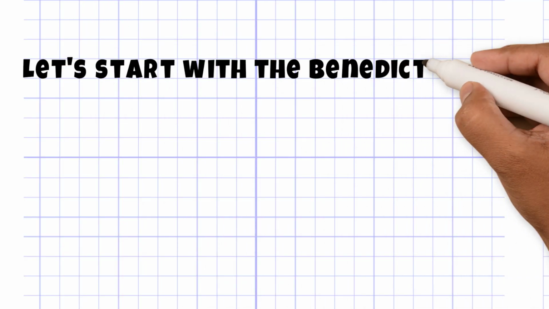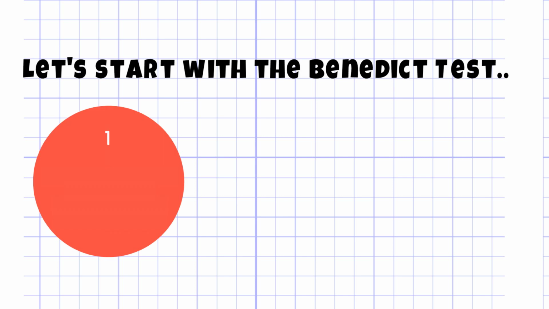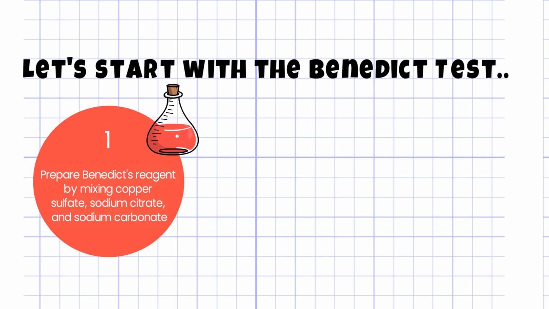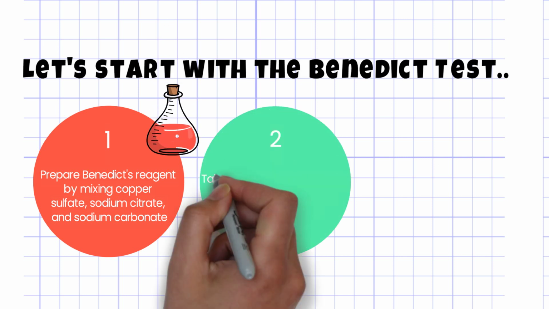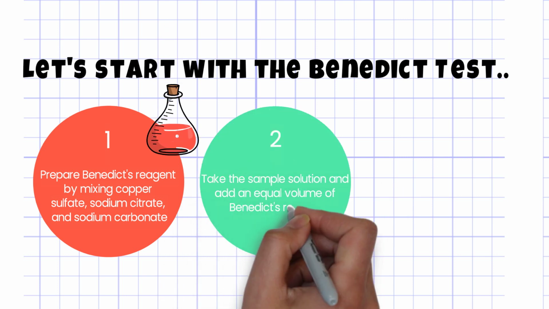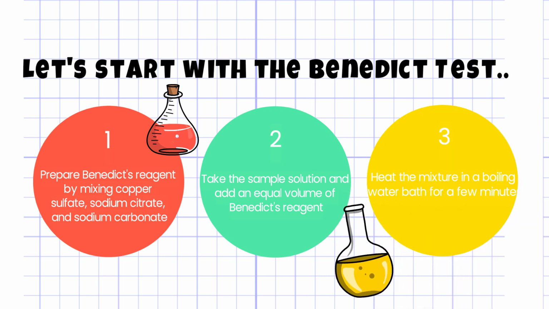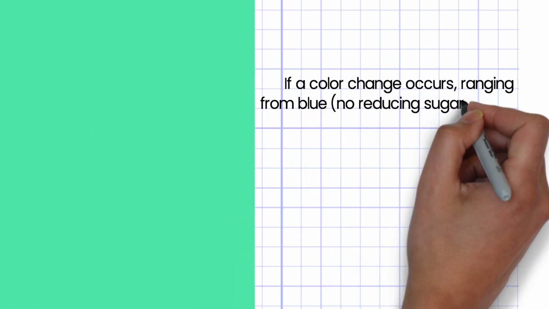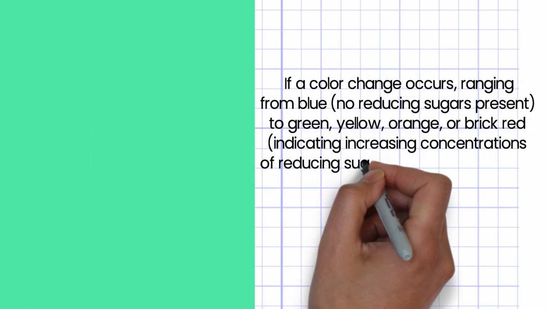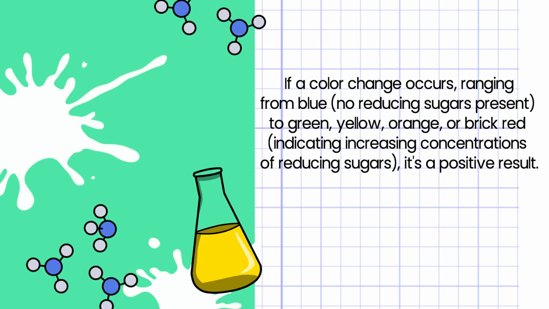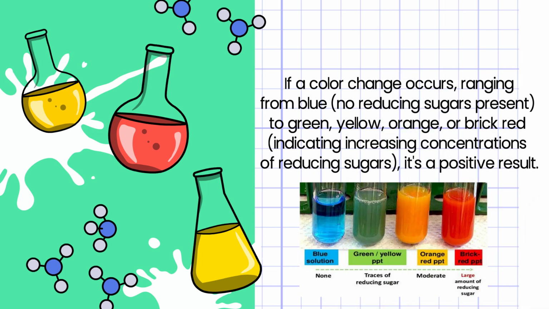To perform the Benedict test, first, prepare Benedict's reagent by mixing copper sulfate, sodium citrate, and sodium carbonate. Then, take the sample solution and add an equal volume of Benedict's reagent. Heat the mixture in a boiling water bath for a few minutes. If a color change occurs, ranging from blue, no reducing sugars present, to green, yellow, orange, or brick red, indicating increasing concentrations of reducing sugars, it's a positive result.